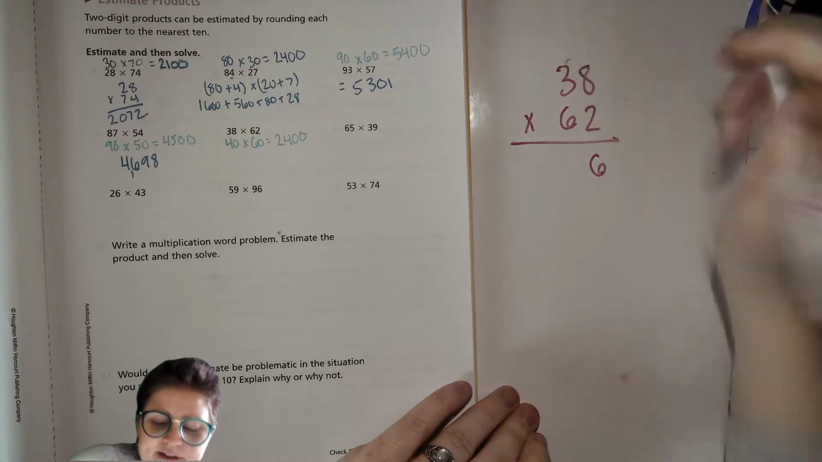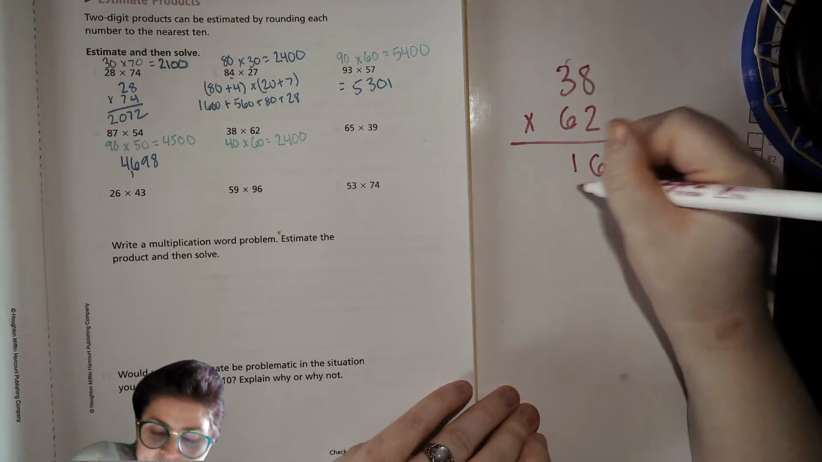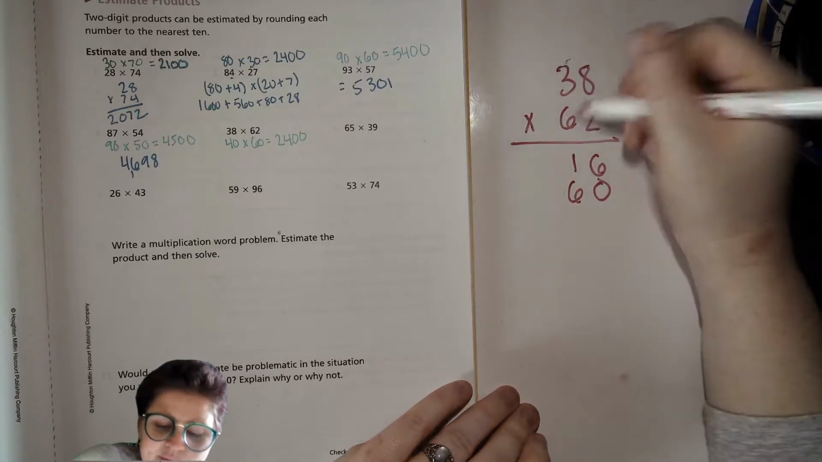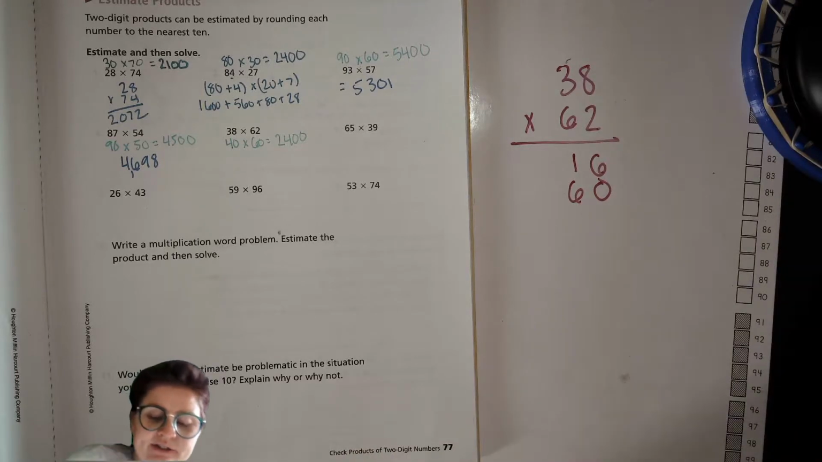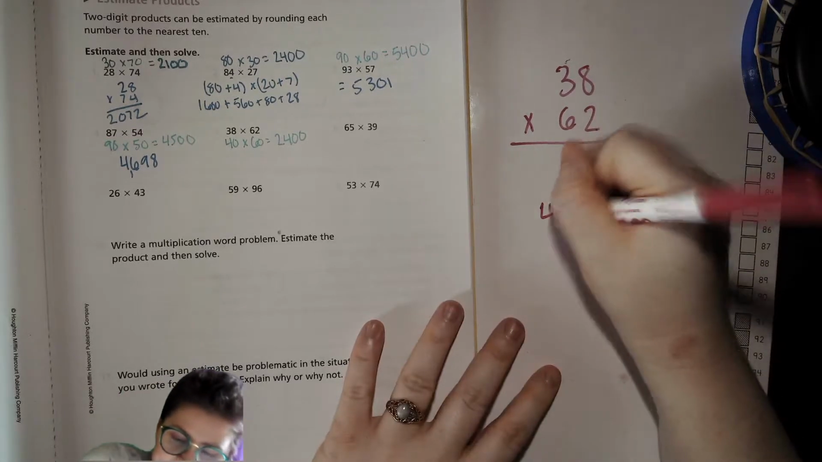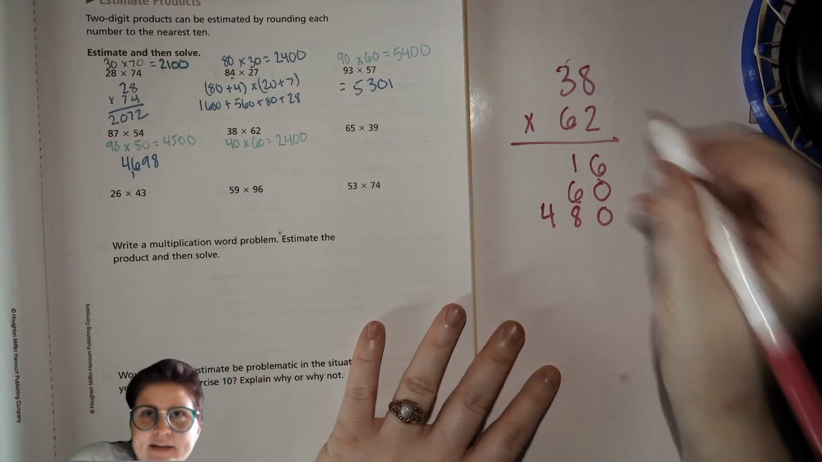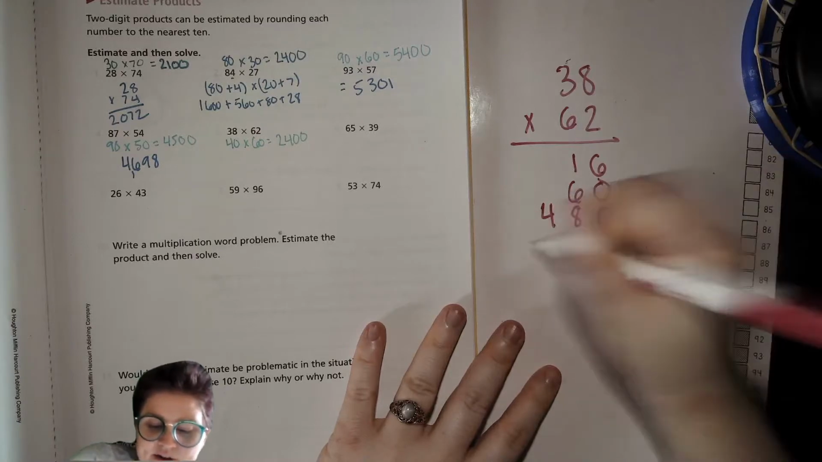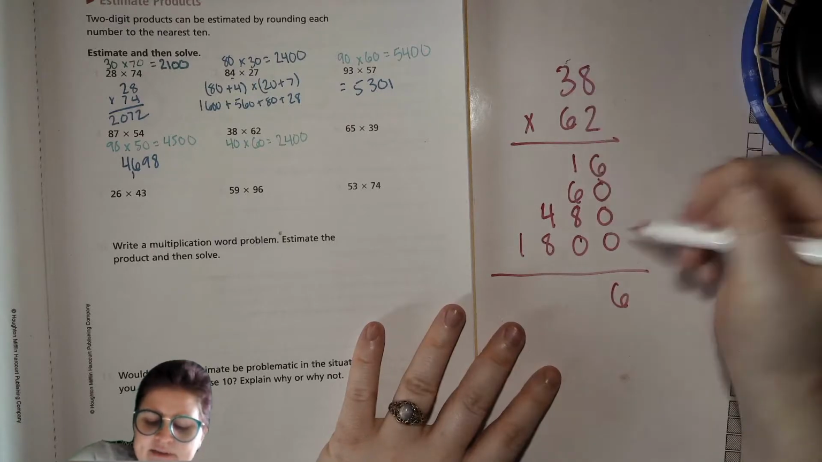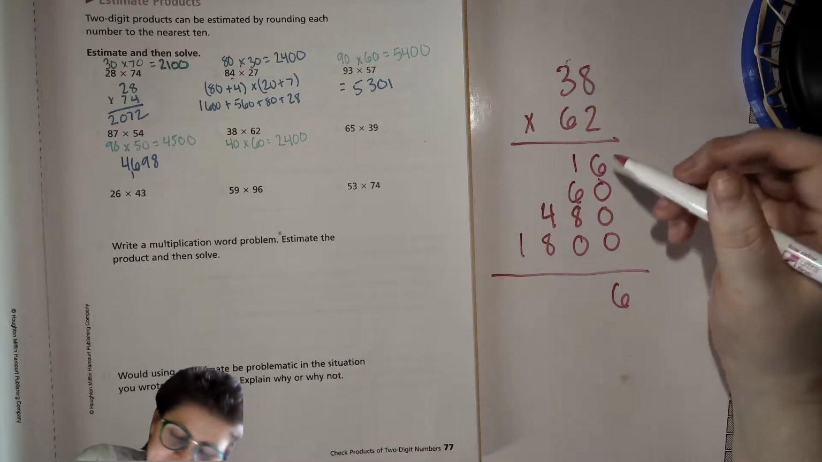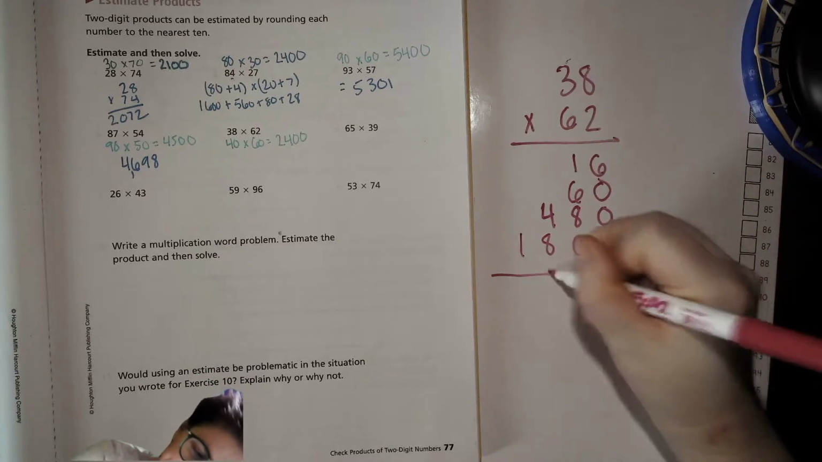Actually, before we do this method, let's just show all the totals. So 2 times 8 is 16. 2 times 30 is 60. 60 times 8. 6 times 8 is 48. So times that by 10, 480. And then 60 times 30. 6 times 3 is 18. So it's 1,800. Then add those up. This method's pretty nice too. It's easy to see where you made a mistake if you did make one.